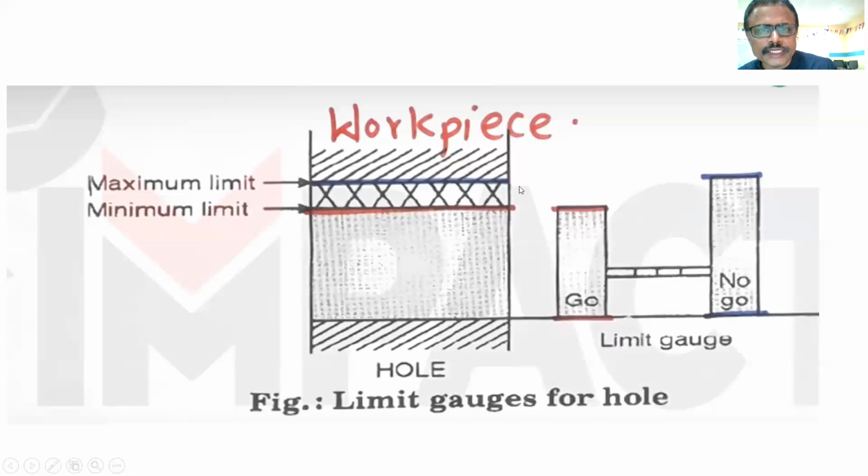Similarly, if the no go size goes through this hole, then the component is rejected. So it is as simple as that. If the go gauge enters, it is accepted, otherwise it is rejected. So this is the diagram for the plug gauge, which is used for checking the hole. This is the workpiece, and you can call it a hollow workpiece. Here, this is the dimension of the hole.